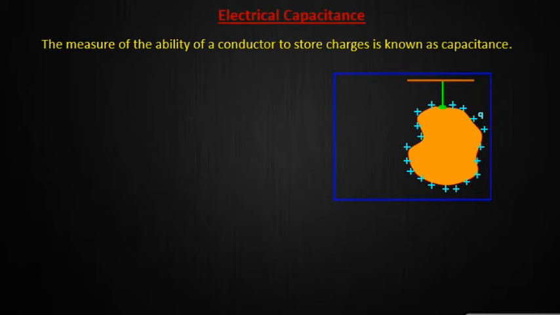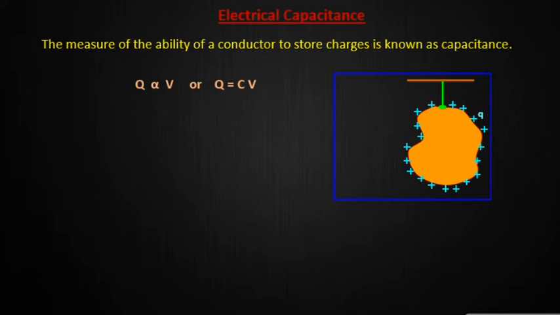capacity. When a charge is given to an insulated conductor, the electric field in the region around the conductor increases. To put more charges on the conductor, more work has to be done against the electric field, and hence potential also increases. Therefore, as charge increases, electric field increases, work done increases, and hence potential also increases. So, potential is proportional to charge, or charge is proportional to potential.